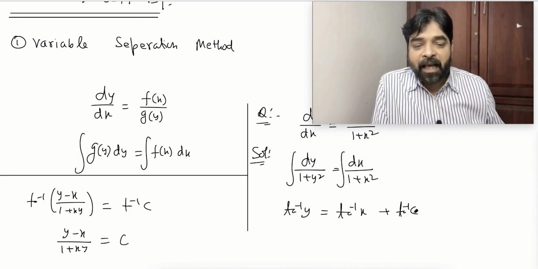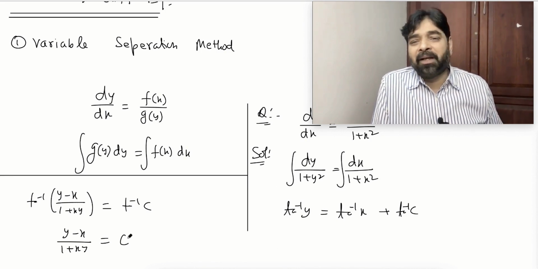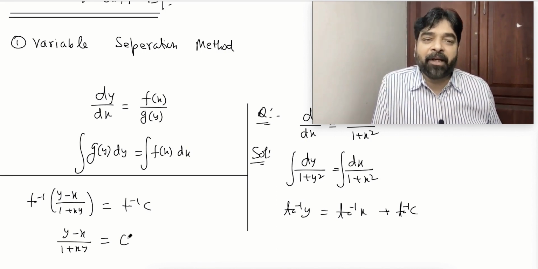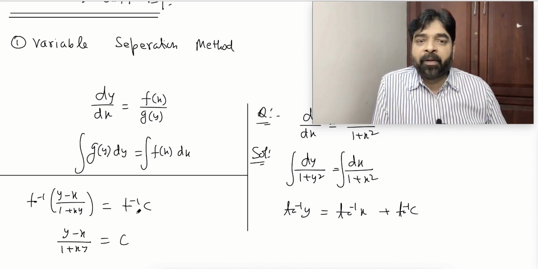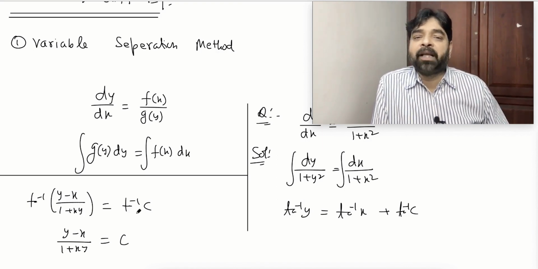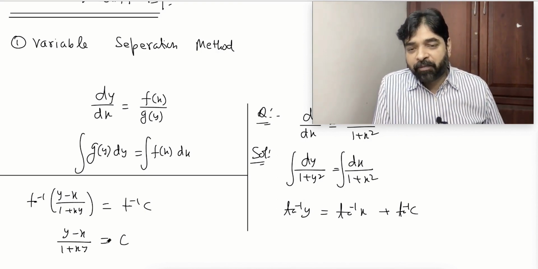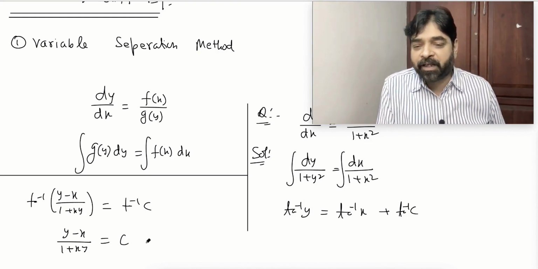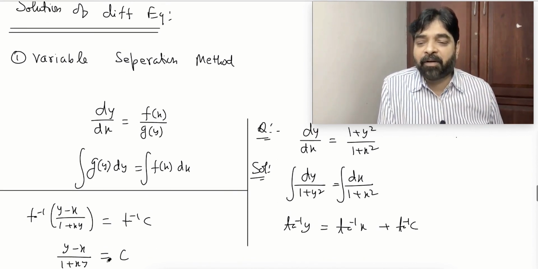If you write c also, no problem. But if you write tan c, here will come c and this will become tan c. So unnecessary, why should I write tan c? Arbitrary constant, we should write c only. That's why I wrote this way. At the end also, you can replace tan c by c. So this is the solution of this differential equation. Means this represents the family of curves.